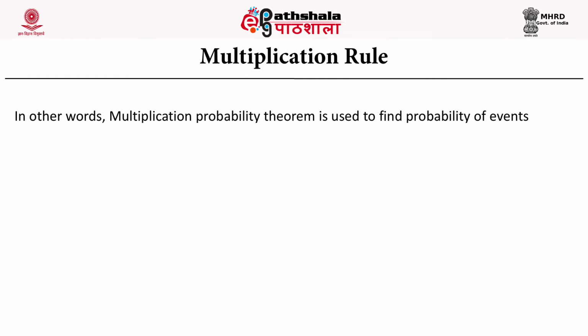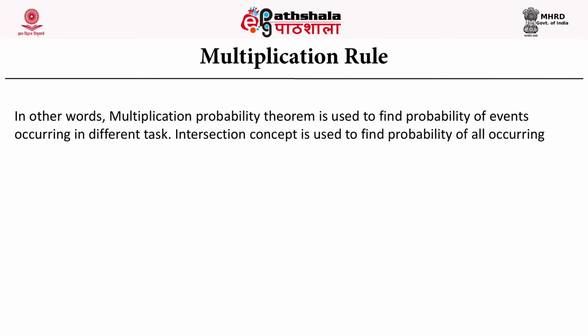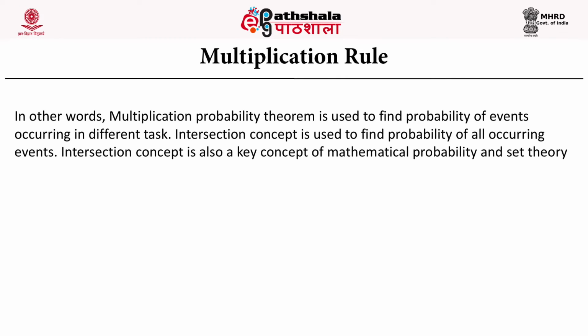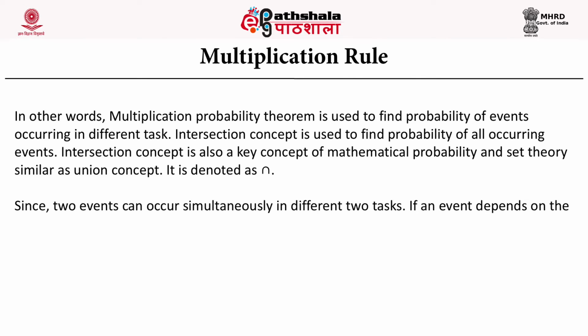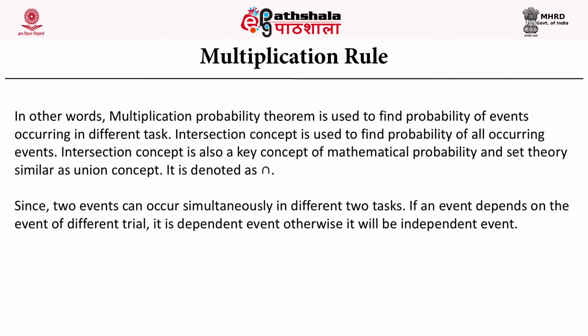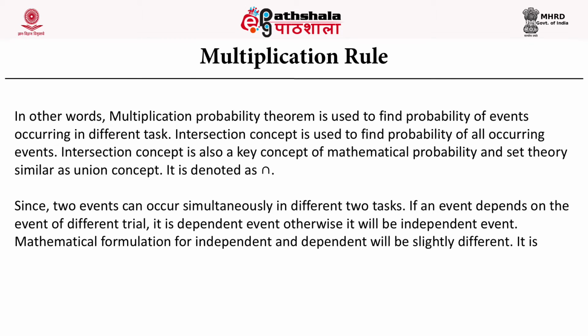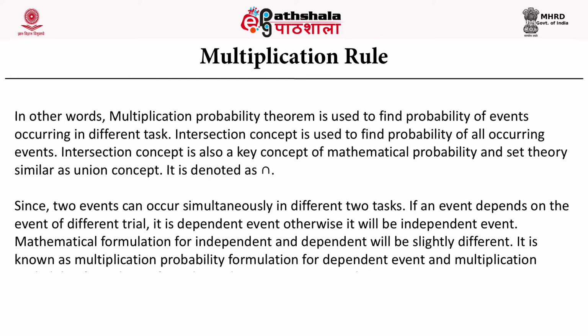In other words, the multiplication probability theorem is used to find the probability of events occurring in more than one task. The intersection concept is used to find the probability of all events occurring. The intersection concept is also a key concept of mathematical probability and set theory. Similar to the union concept, it has its own notation. Two events can occur in two different tasks; if an event depends on the event of a different trial, it is a dependent event, otherwise it is an independent event.